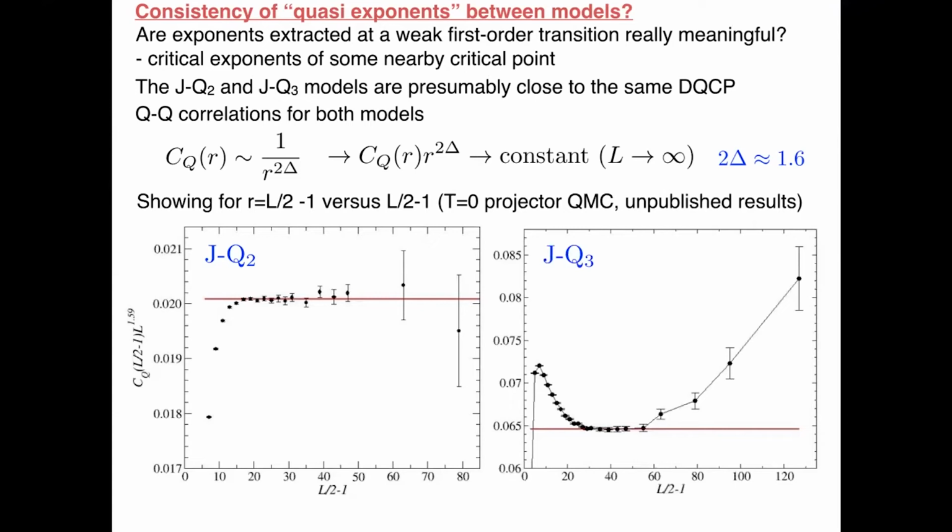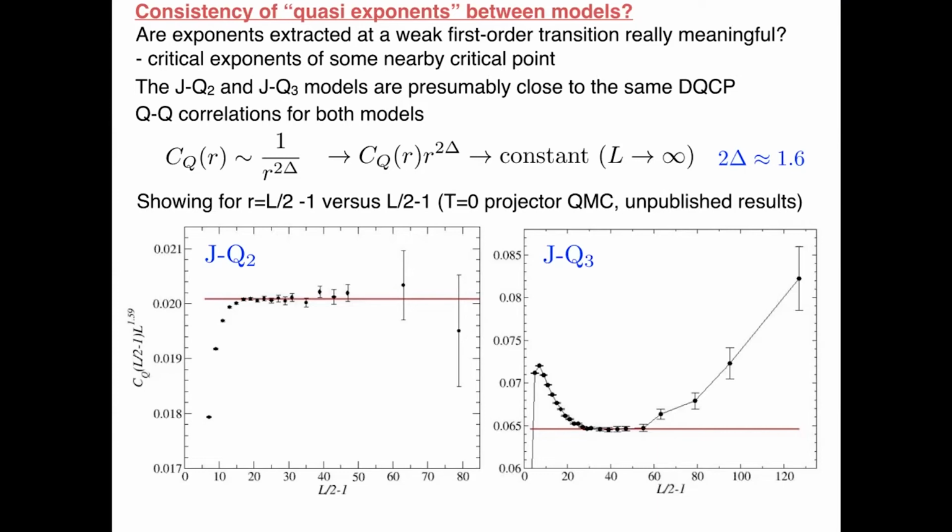In the JQ3 model, we use the same exponent, 1.59. And then you can see we again have some correction. In this case, it approaches this line from above. Here it was from below. But it does show this range, although it's not a long range of points, maybe from size 25 for L/2 to 50 or 55 or something. And then it starts to take off very clearly.